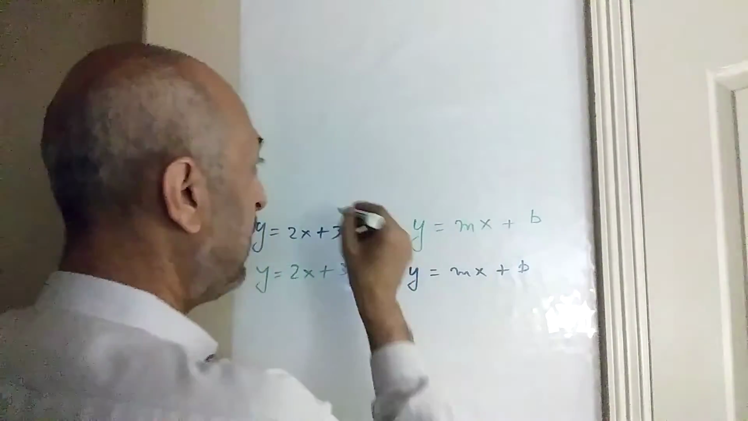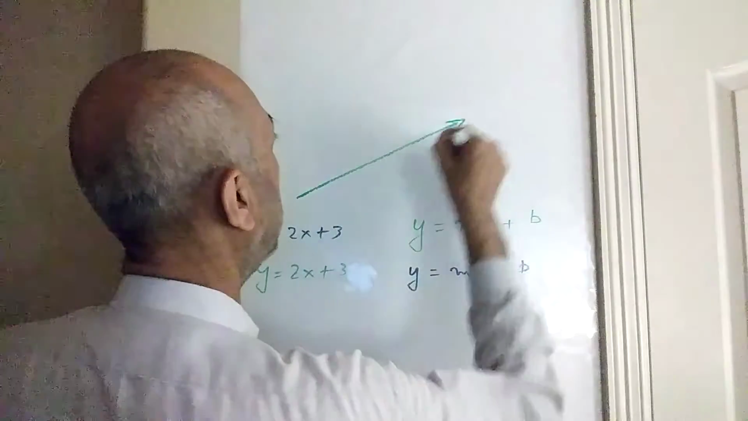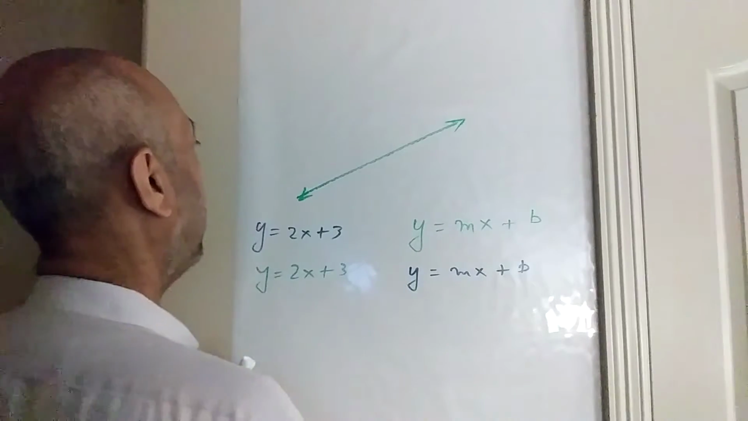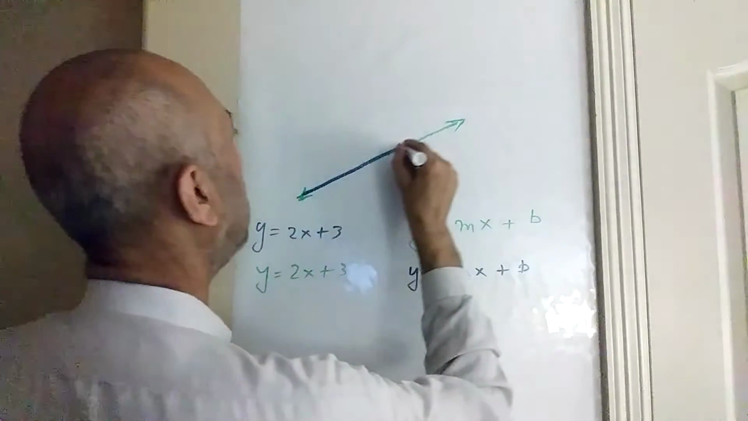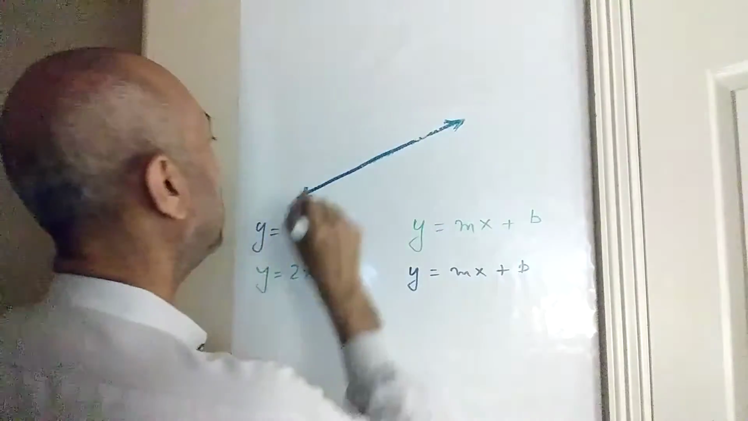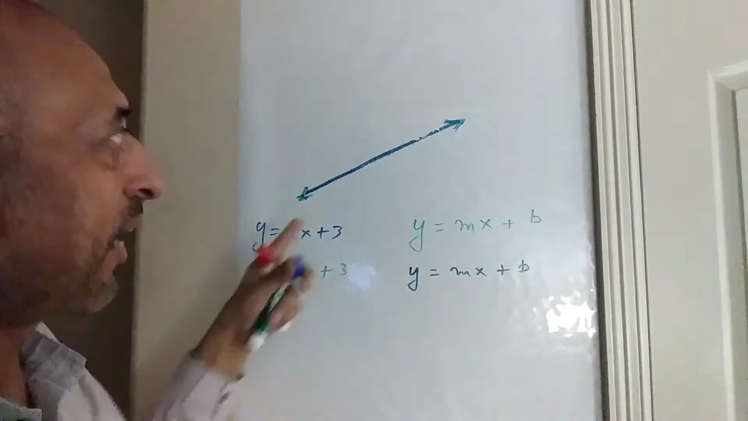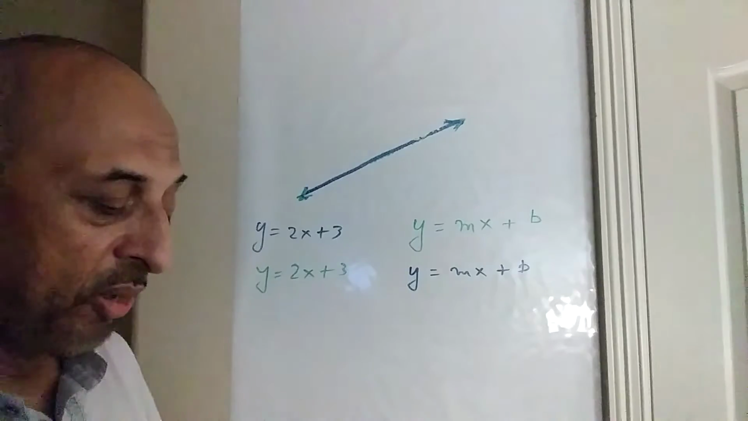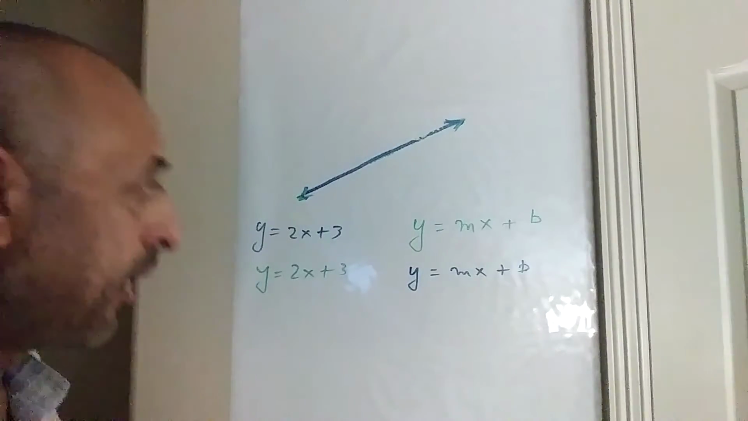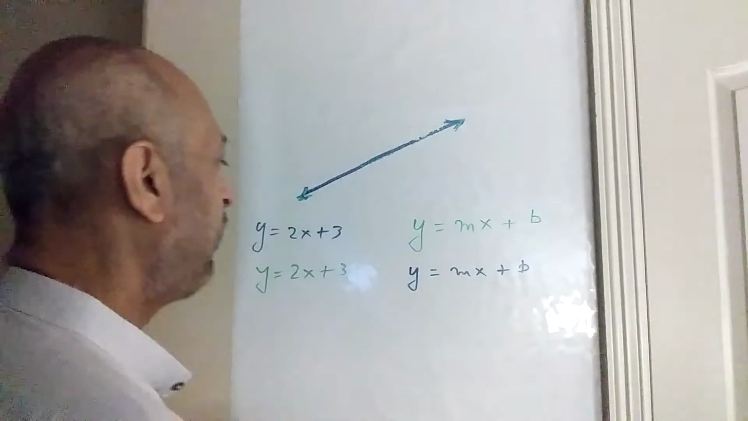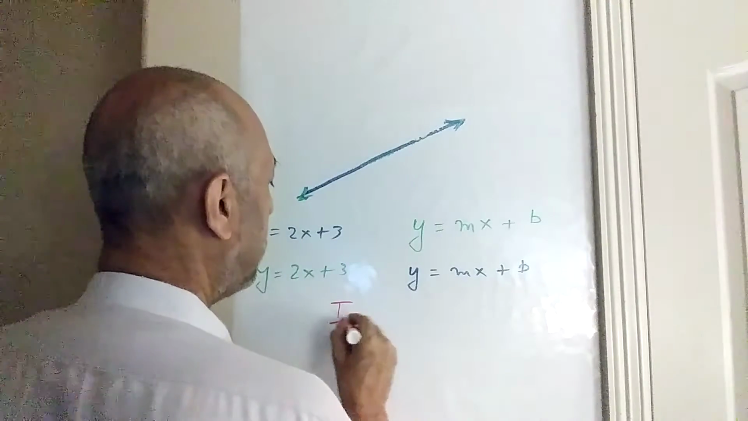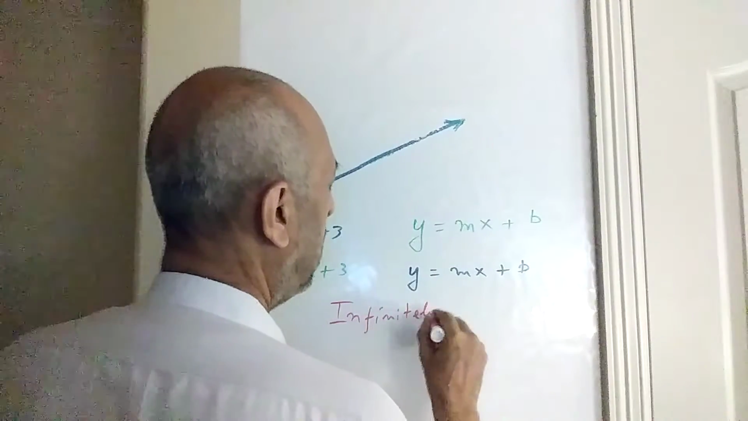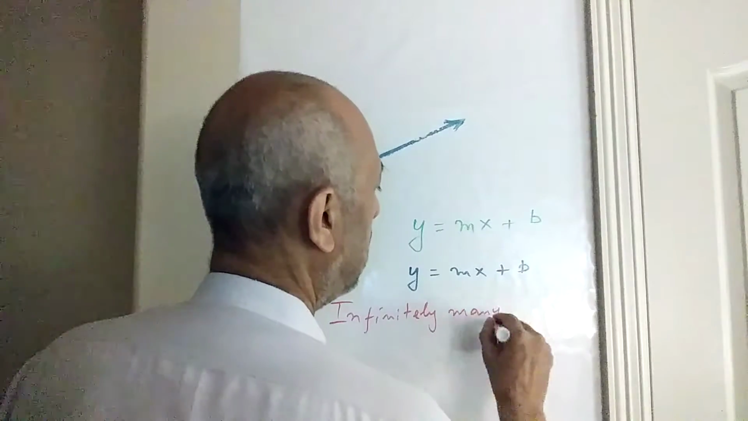And that means that the first line and the second line are actually coinciding. And when the lines are coinciding, every point is being shared. Every point is a common point. And that is when we say that we have infinitely many solutions.